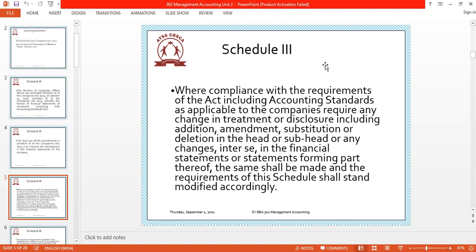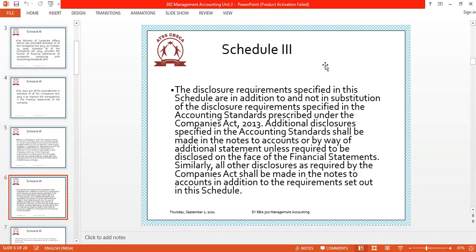So there are changes and amendments happening as and when there is a change in the industry, in the working, and whatever changes are being affected in the accounting standards, that also has to be brought into force when we are preparing the final accounts or financial statements. Next.